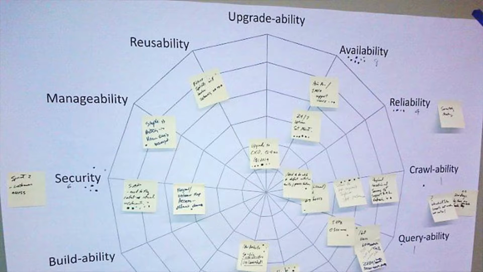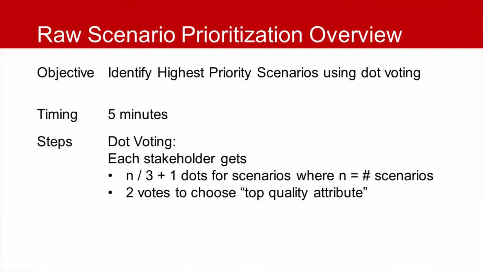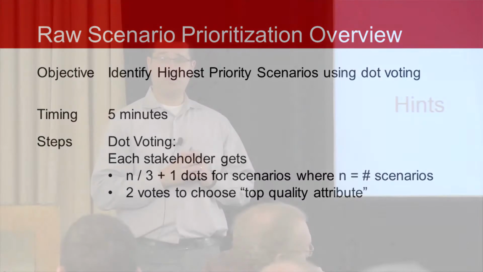So we're going to go through an exercise real quick, 5 minutes, where we're going to prioritize. We're going to use dot voting. Every person is going to get 2 votes. That is, every stakeholder gets 2 votes. And you vote on one of those stickies, whichever sticky you feel is the most important. Any questions before we get started?